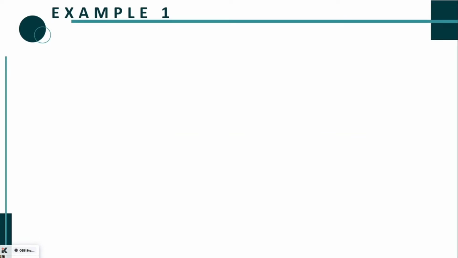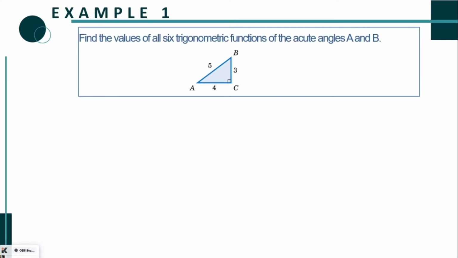Now, let's have this example number 1. Find the values of all 6 trigonometric functions of the acute angles A and B. So we are already given the lengths of the sides as well as the hypotenuse here. So it is easy for us to find the 6 trigonometric functions.